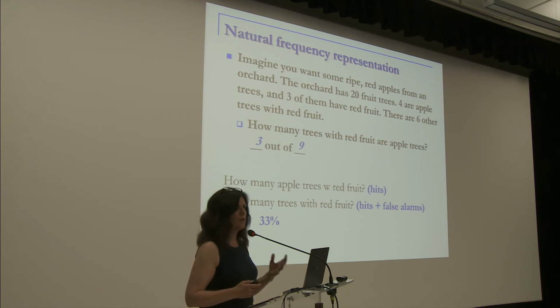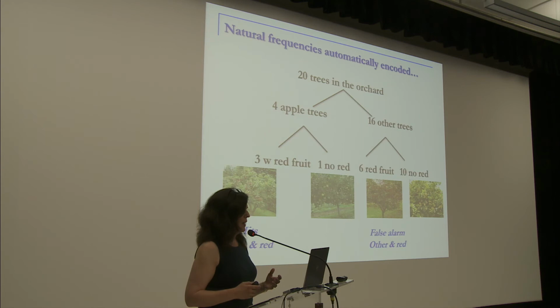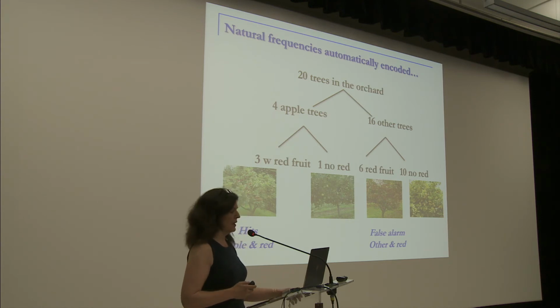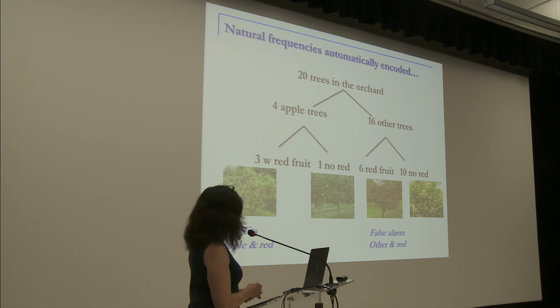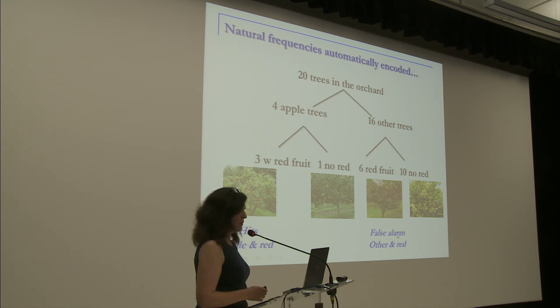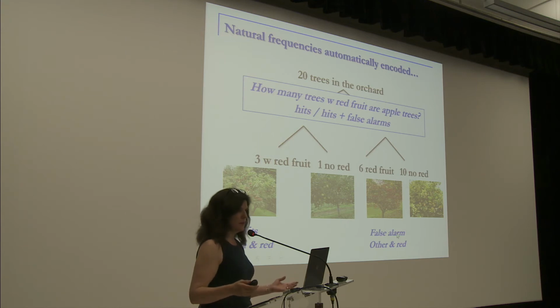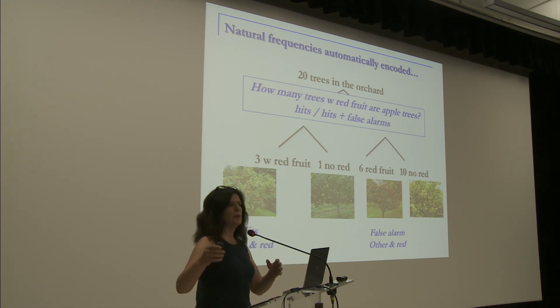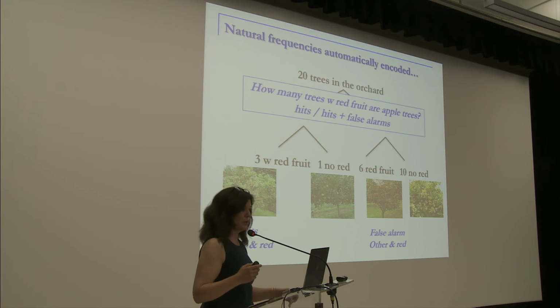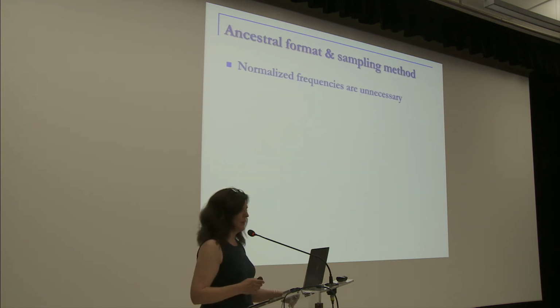Very, very simple. This is a representation of the same problem in natural frequencies, which are automatically encoded by the mind. You need to know the hits, apple and red, the false alarms, other and red, and it's just hits out of hits plus false alarms. Very straightforward. It's more about sets than it is about anything else.